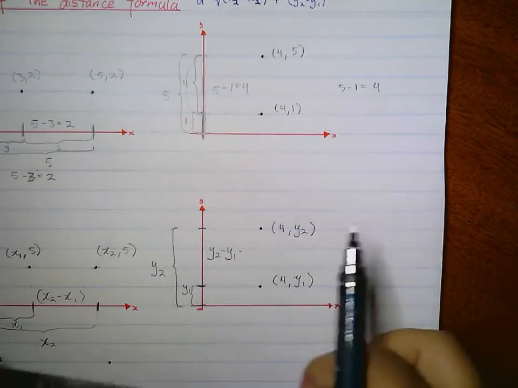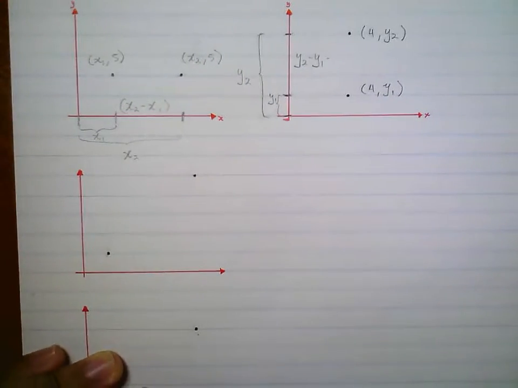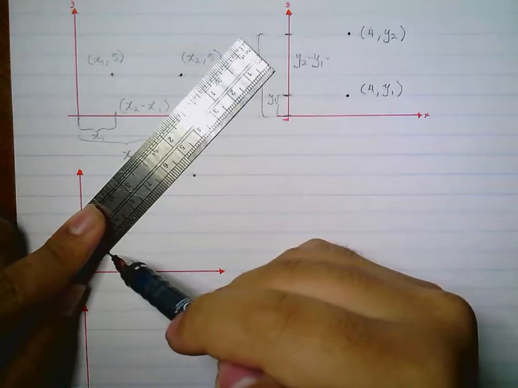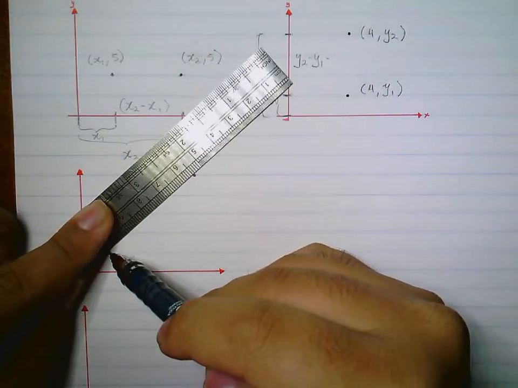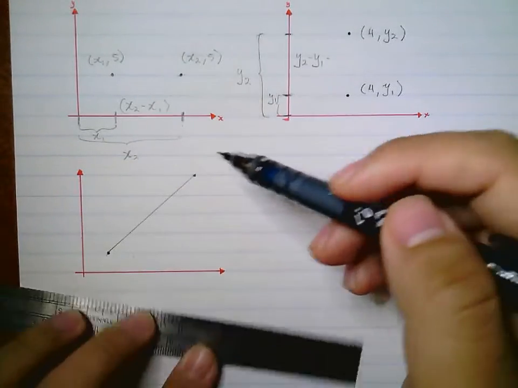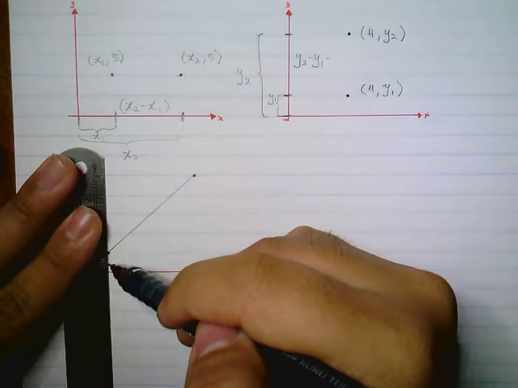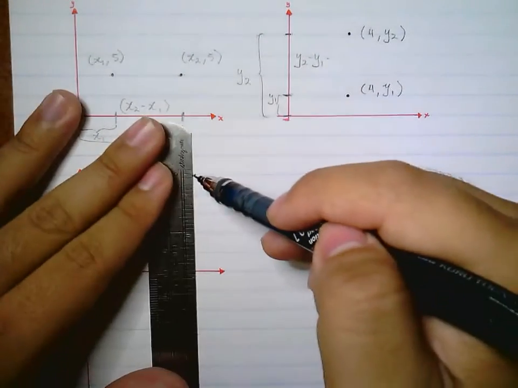And that is what we use. Actually, this idea is what we use to find this diagonal length. So let's take a look here. What we actually do is we draw a triangle. So let's drop the x coordinate here, like this.